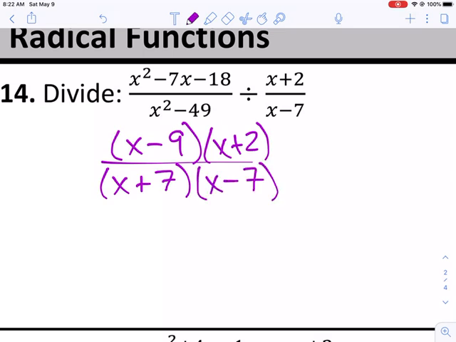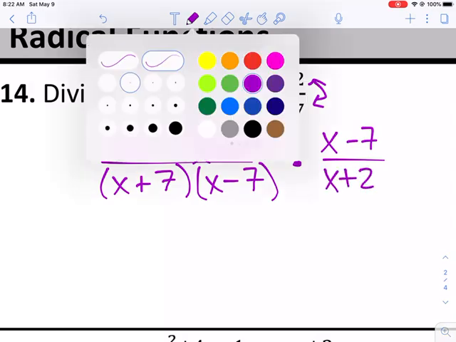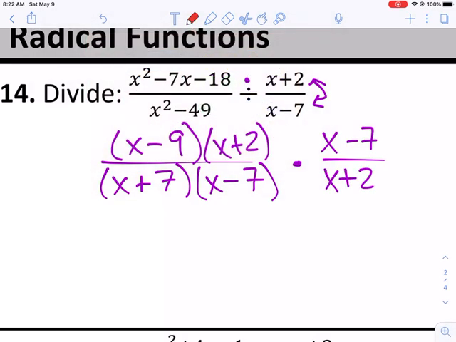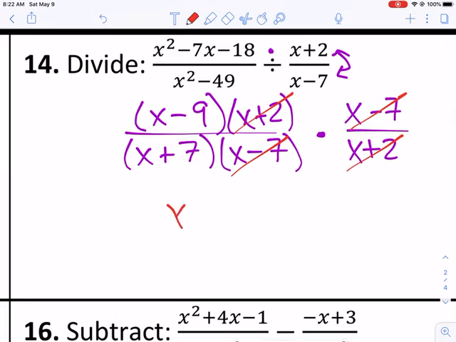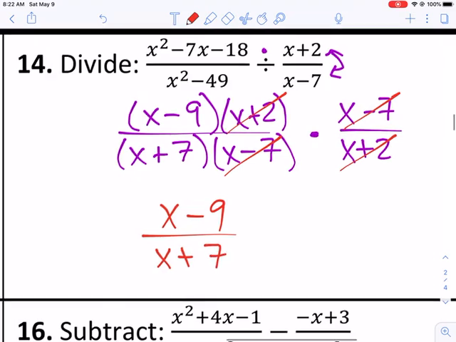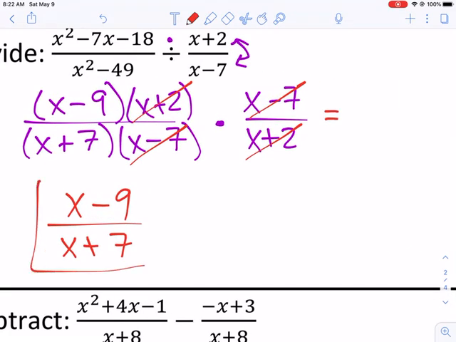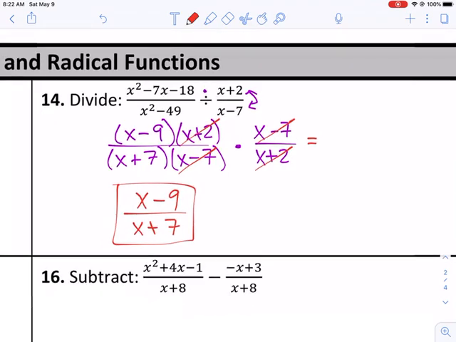But when we divide, remember we actually have to change that to multiplication and then switch the second fraction. So I'm going to change that to multiplication, and I'm going to switch our numerator and denominator. And now that we're all factored out, we can see what can reduce. So x plus 2 can reduce, x minus 7 can reduce, and that just leaves us with x minus 9 in the numerator and x plus 7 in the denominator. And that can also not be reduced, so that would be our most simplified form.